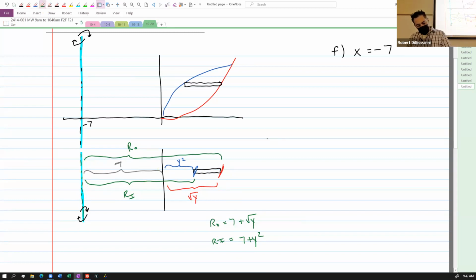We're done. Volume equals pi integral 0 to 1, outer one squared, 7 plus root y in parentheses squared, minus inner one squared, 7 plus y squared squared, dy. We're done.